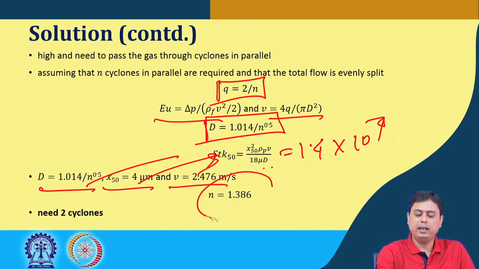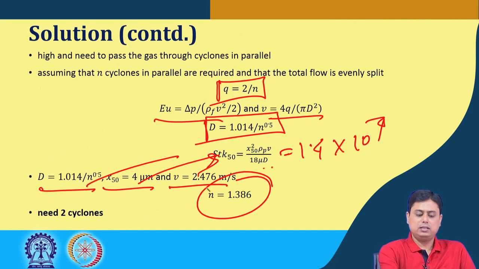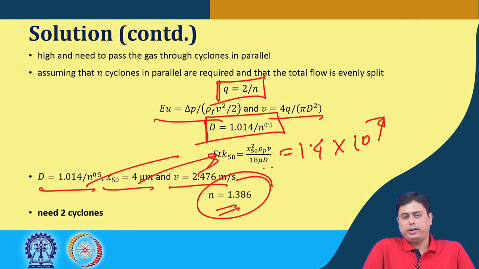The unknown quantity is n, which is calculated as 1.386, which means we need at least 2 cyclones to have this separation. By having 2 cyclones, we can reduce the diameter and we can eventually go to the cut size of 4 micron. So, with these 2 cyclones, what would now be the actual cut size? Because it cannot be a fraction value like 1.386 or 1.4, it cannot be the number. We have to use 2 numbers.